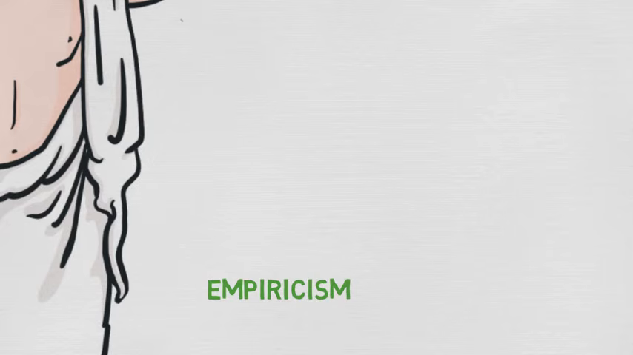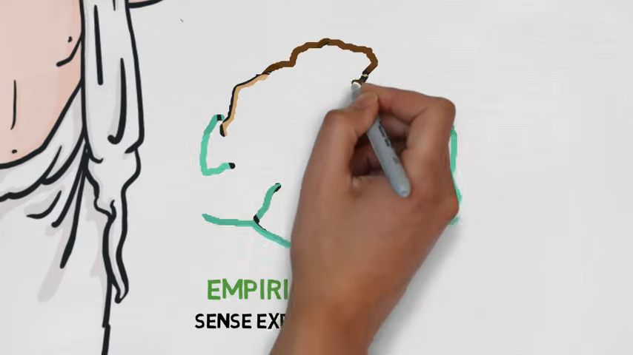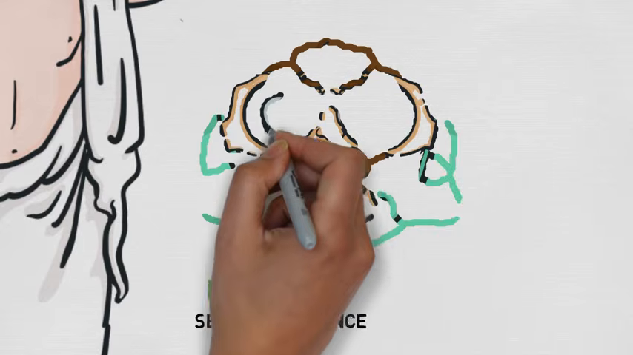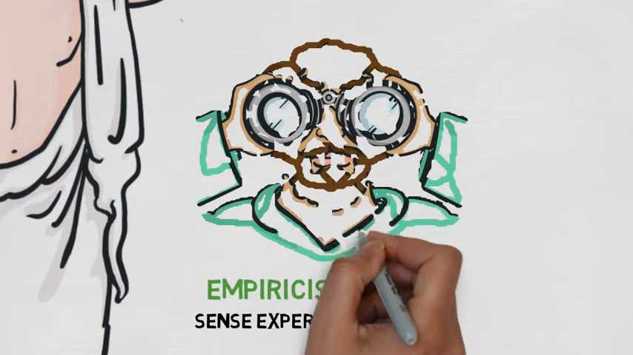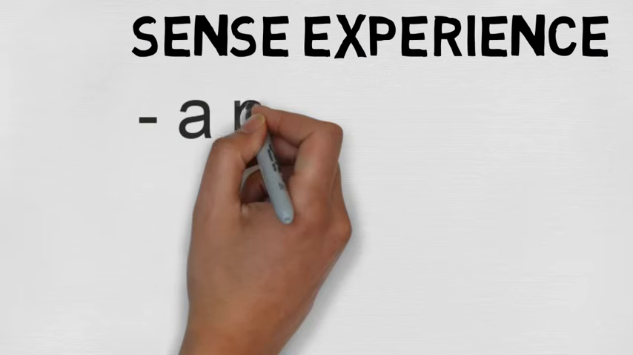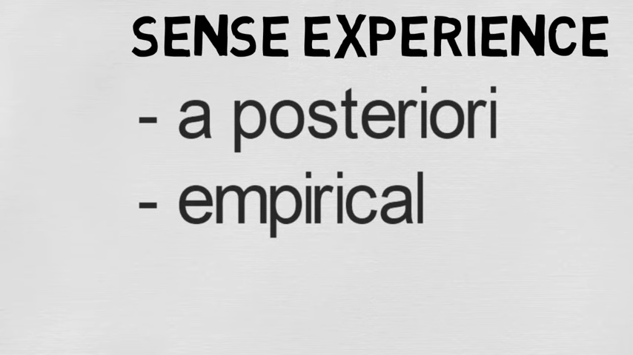The first one is empiricism. Empiricists claim that significant knowledge can only be gained via sense experience. So that's things like observation, touch, and smell. And our scholar primarily for empiricism at the beginning of the course will be Aristotle. Knowledge gained through sense experience is called a posteriori, or empirical knowledge. The evidence for this knowledge is called empirical evidence.